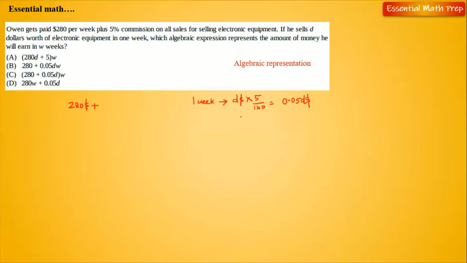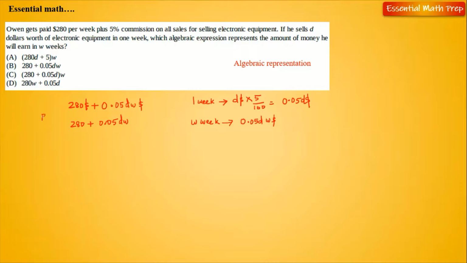So if it is 1 week, so W weeks, I'm going to make a mistake, so I make you think. So you would end up with 0.05 D W dollars, right? You would simply add it to this one, right? We can eliminate the dollar sign for convenience. So essentially you would get 280 plus 0.05 DW. That looks right because that's exactly what choice B is.